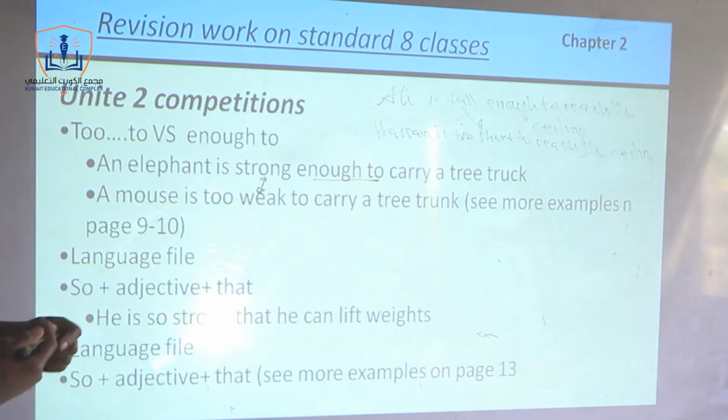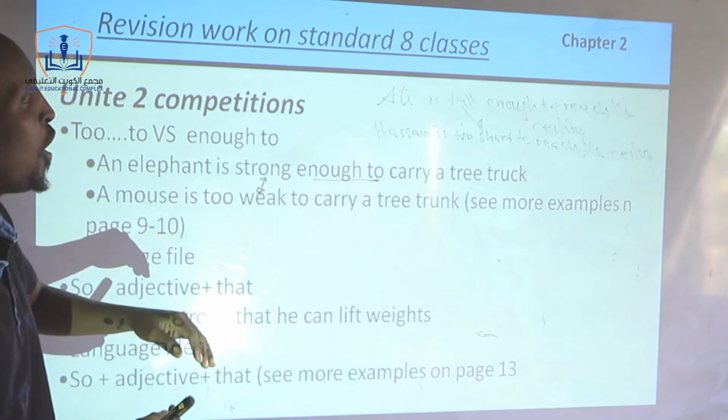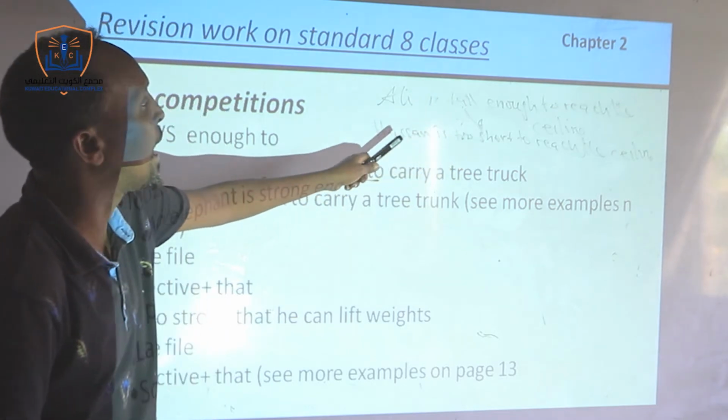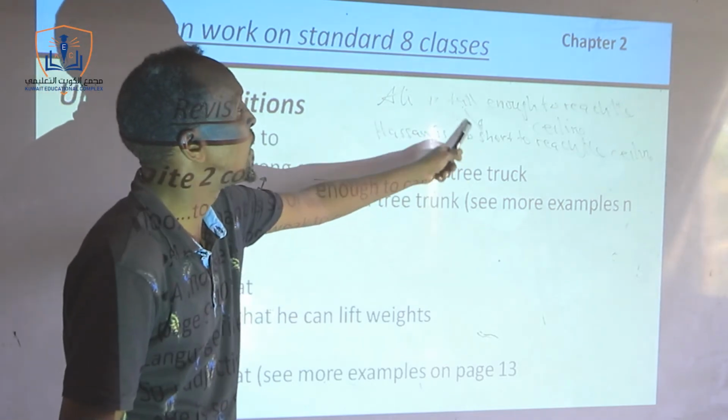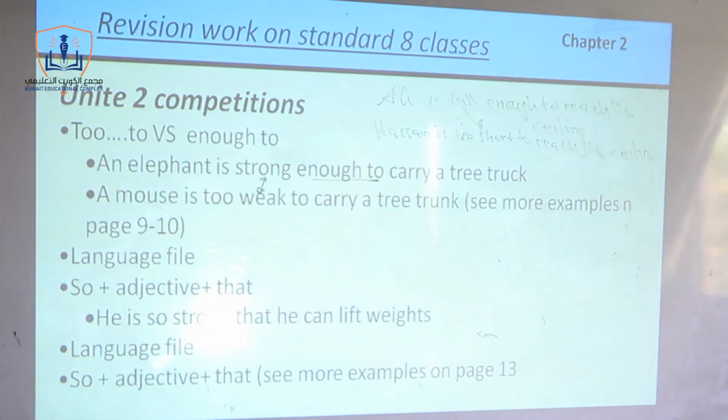So when you want to use enough to, and in the place of it too, make sure that the adjective used with enough to is the opposite of the adjective used with too. That is easy, I think so. For more information, go to the textbook on pages 9 and 10. There are more examples there, and more other information. Now let's go to the language file.